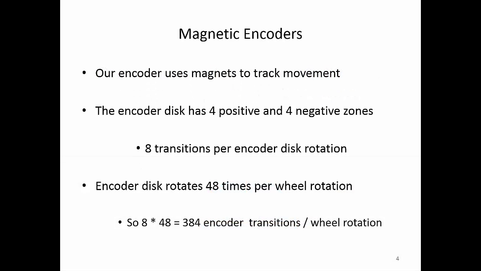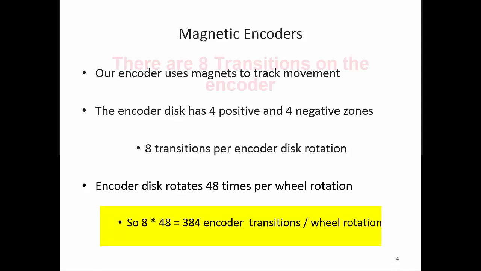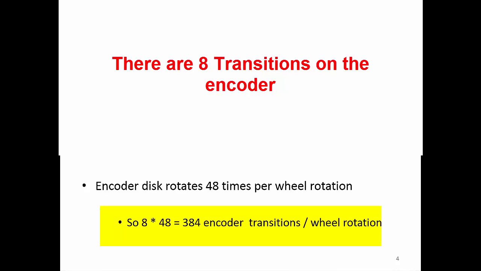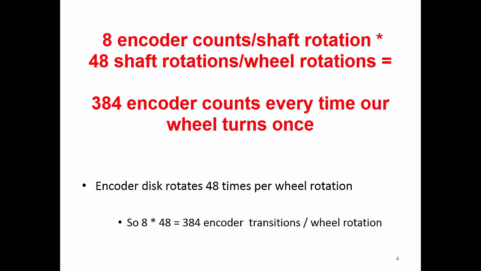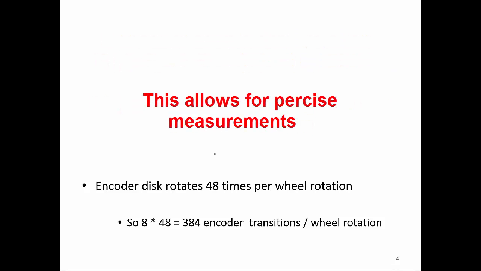Also, the shaft that our wheel encoder is mounted on turns 48 times per wheel rotation. So as the wheel our motor is driving turns once, the wheel encoder wheel will have turned 48 times. So therefore, since we have 8 transitions per wheel encoder disk rotation, and it rotates 48 times per one wheel rotation, we actually get 384 encoder transitions per single wheel rotation. And this gives us a pretty fine measurement in terms of, as our wheel turns, how far we've actually gone by being able to count 384 times before one full wheel rotation has occurred.